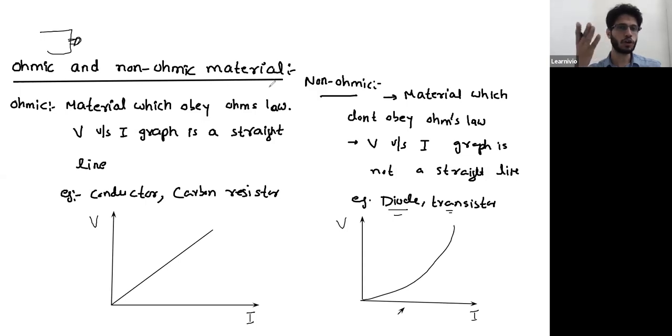So diodes are non-ohmic material. They don't obey Ohm's law. Here the V versus I graph will not be a straight line.